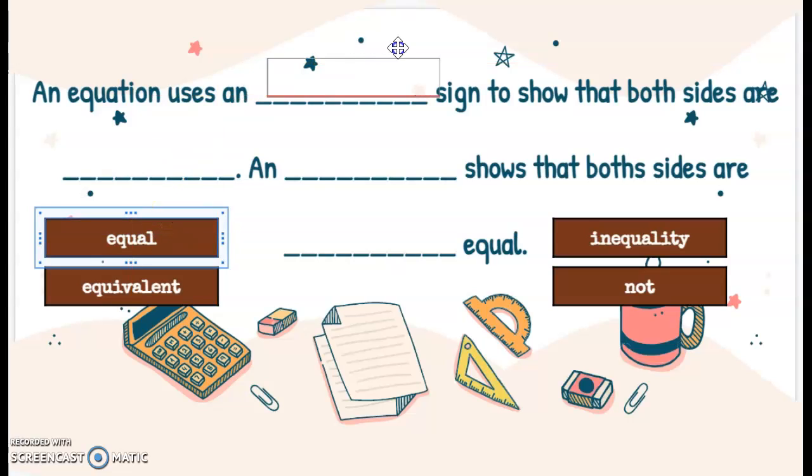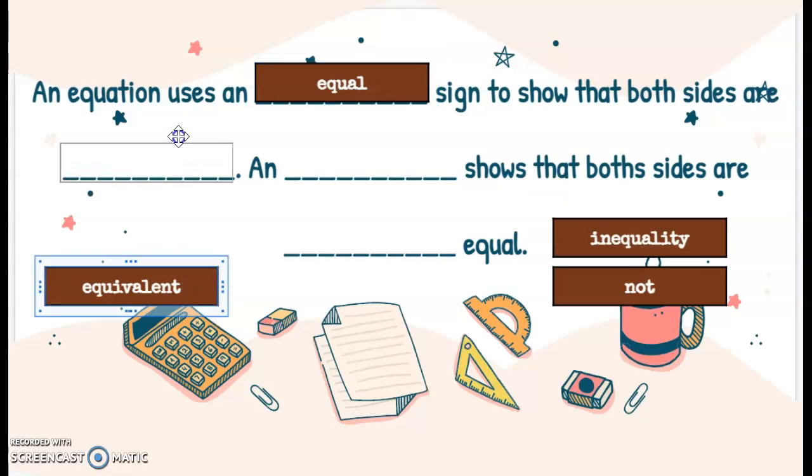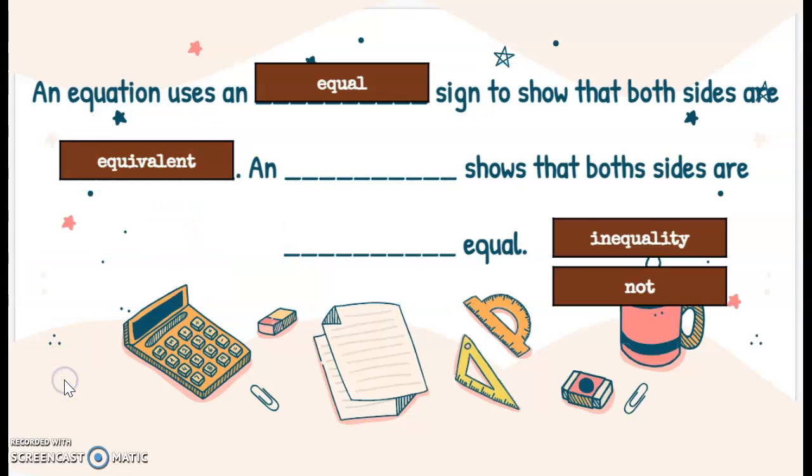An equation uses an equal sign to show that both sides are equivalent. Now, we've used that word before, equivalent. That word means that they're equal. So what that's telling us is that an equation, when we solve it, what is on one side of the equal sign is equivalent or equal to the other side. So it balances it out.